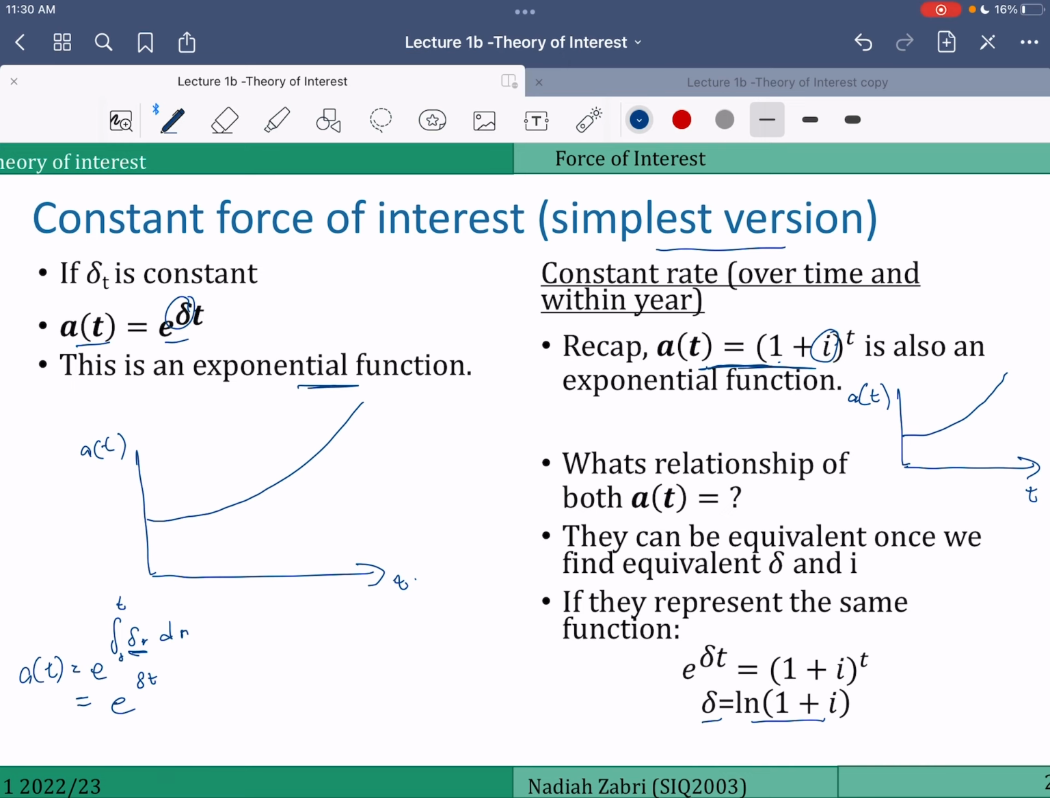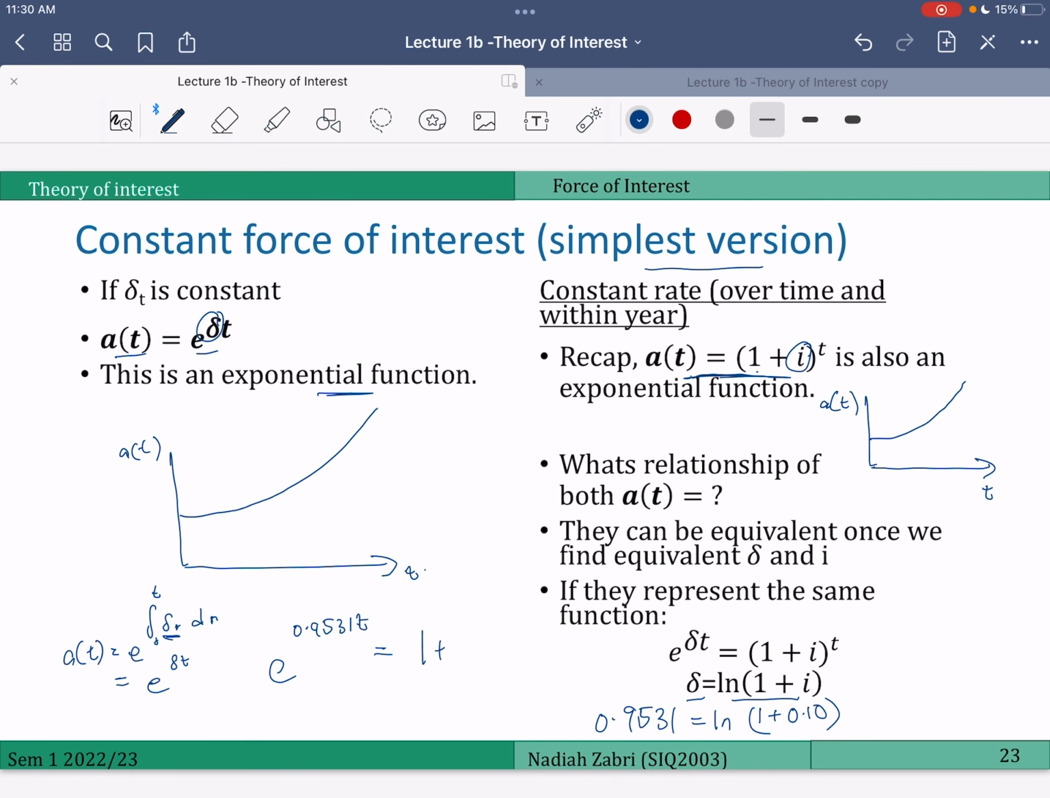For example, if we are talking about i of 10%, then ln(1 plus i) equals 0.9531. So we can say e to the power of 0.9531t is equal to (1 plus i) to the power of t, which equals 1.1 to the power of t. Okay, these two functions are exactly the same function.